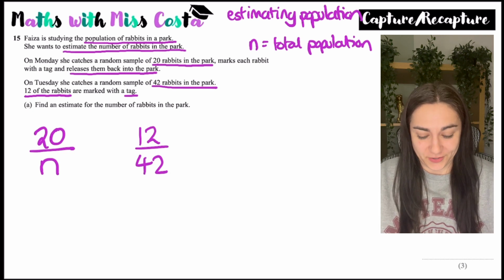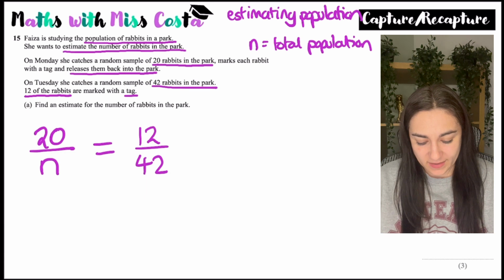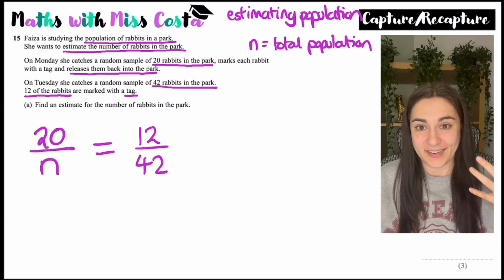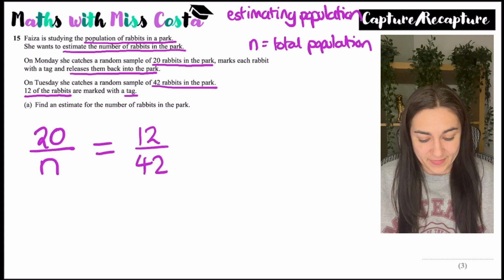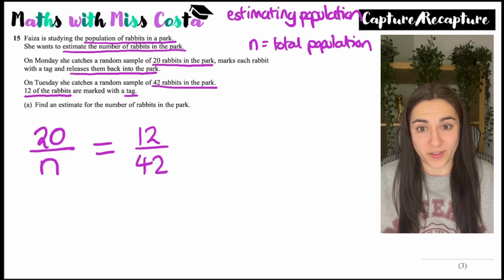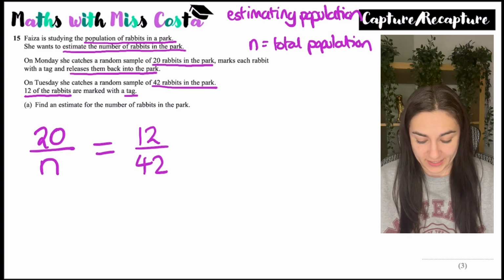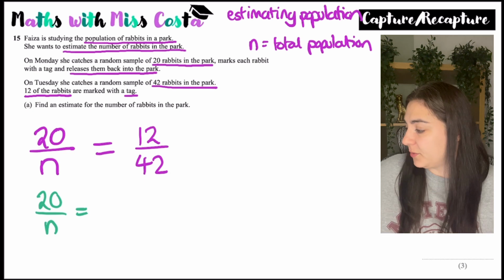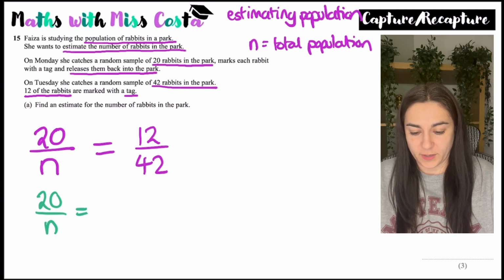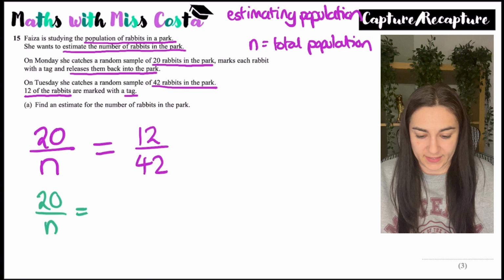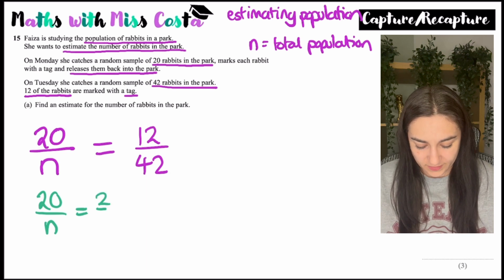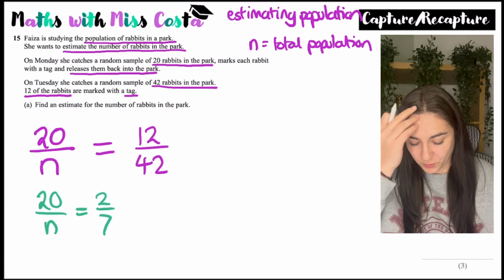in the whole population. So what we do is we make the fractions that we've created equivalent. And then what we want to do is just solve them, rearrange them in order to get an estimate for the total population. So 20 over n is equivalent to 12 over 42. This is a calculator question, so I could just say 20 over n equals 12 divided by 42, which is, well, let's just leave it as 2/7 because I don't want to write all of that out.